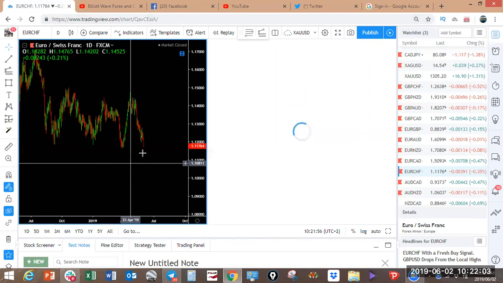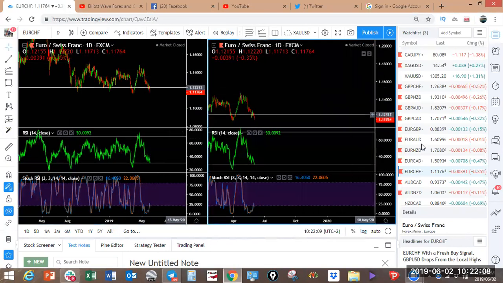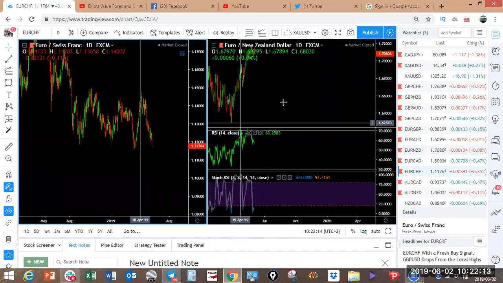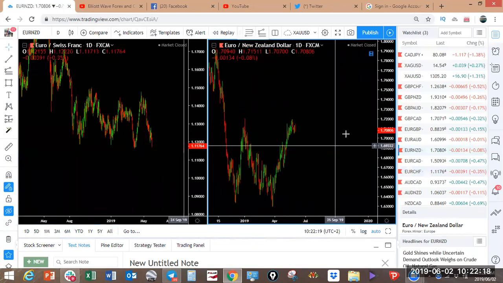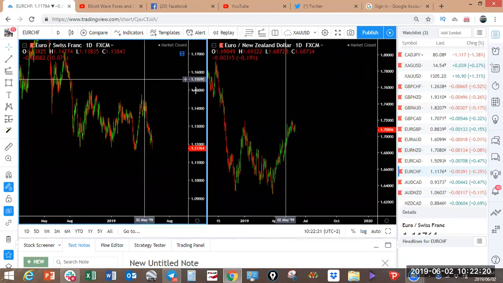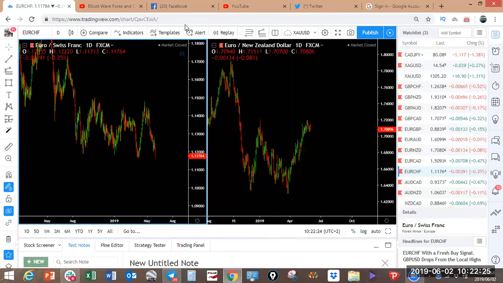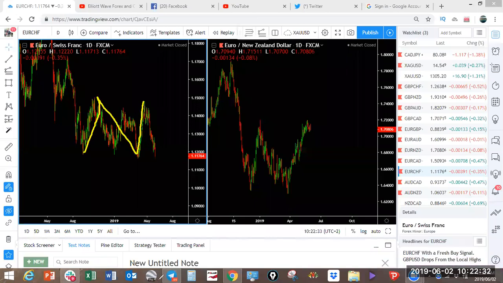Bring it up. So left-hand side, Euro CHF, right-hand side, Euro New Zealand, both on the daily. So what do you see here? On the right-hand side, I've done this last week also. 1, 2, 3. What happened after that? It dropped and corrected. Then it dropped.